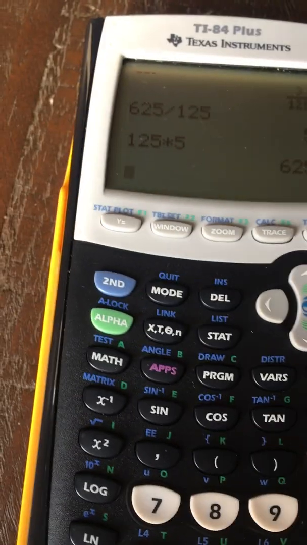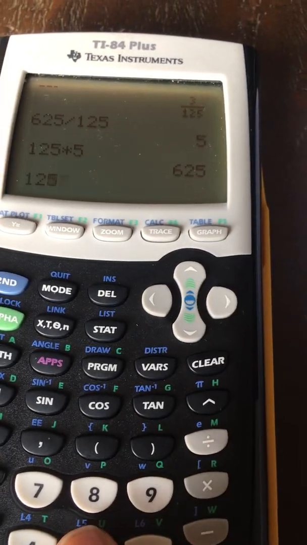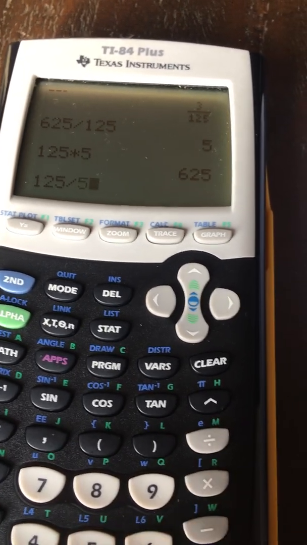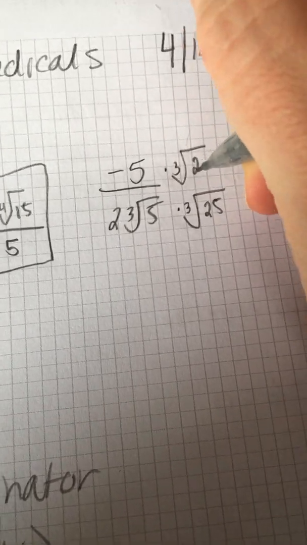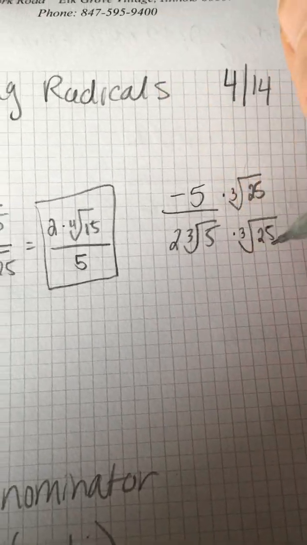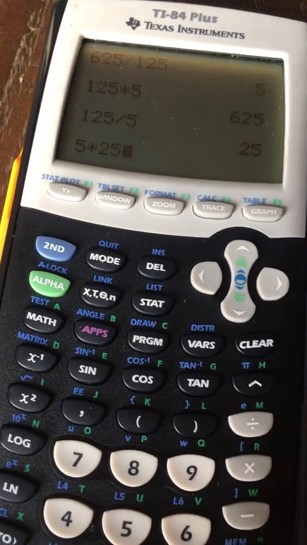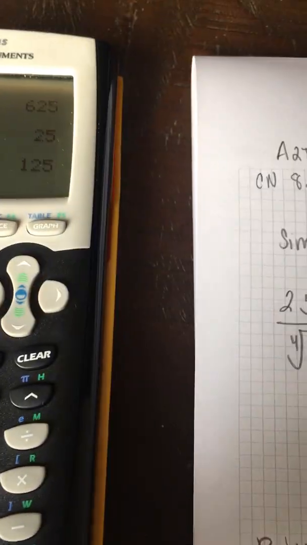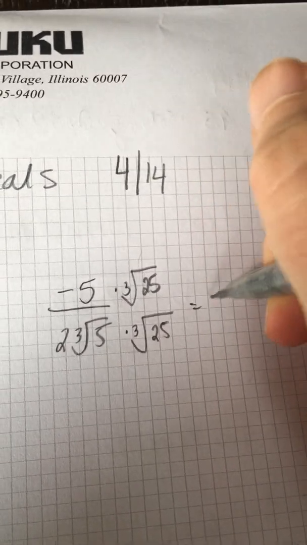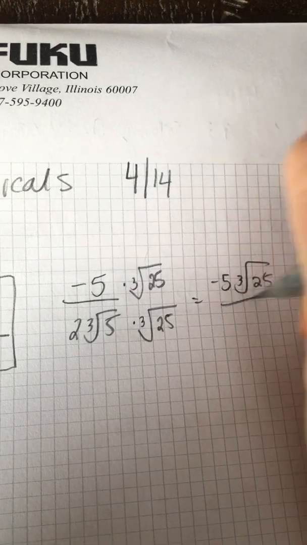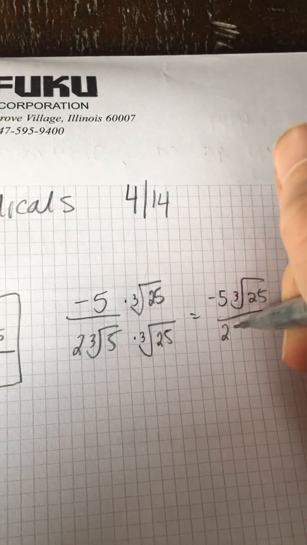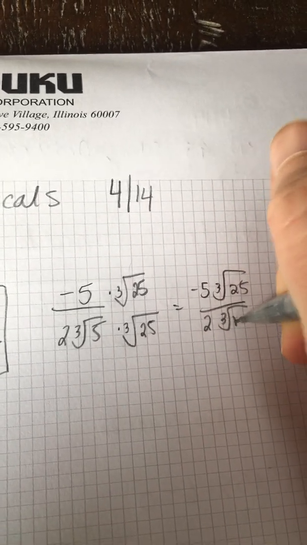So again, I'm going to take 125 and divide it by 5 and see that I get 25. So I'm going to use the cube root of 25. Multiplying by the cube root of 25 will give me 5 times 25, which is 125, and that's a perfect cube. So we get negative 5 times the cube root of 25 over 2 times the cube root of 125.